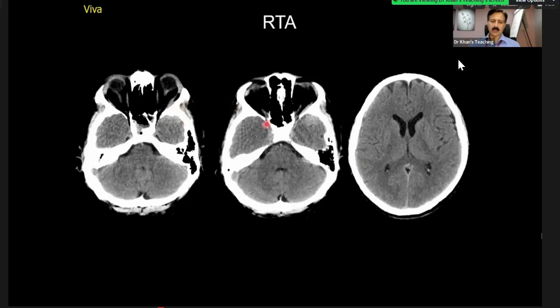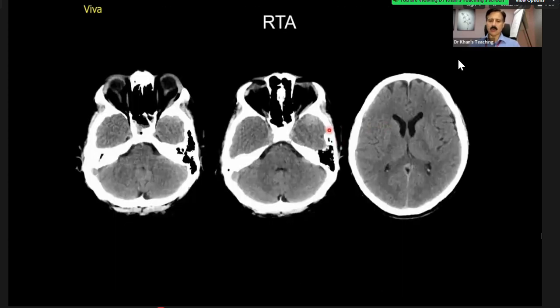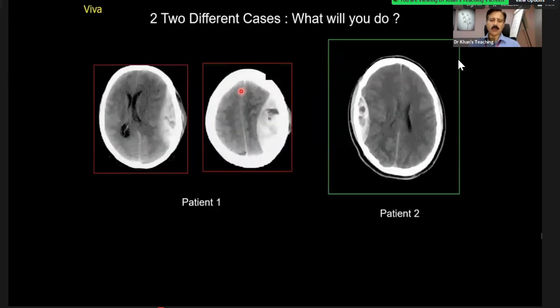If you see here, in the exam, it's easy to miss because there will be only a bit of hemorrhage. Intentionally, I had not shown you this one earlier, because it's visible here, and it is visible here on a coronal. Middle cranial fossa extradural hematoma is easy to miss and has come in the exam quite a few times. How are you going to tackle this case if you are reporting it?